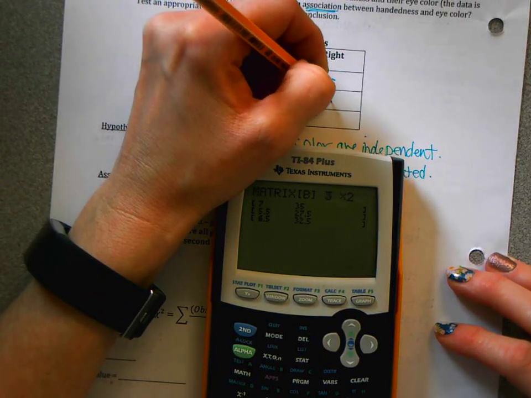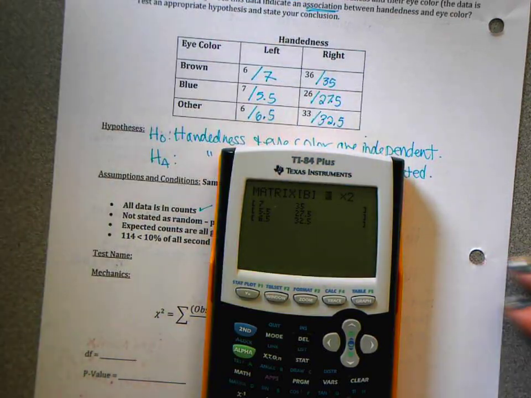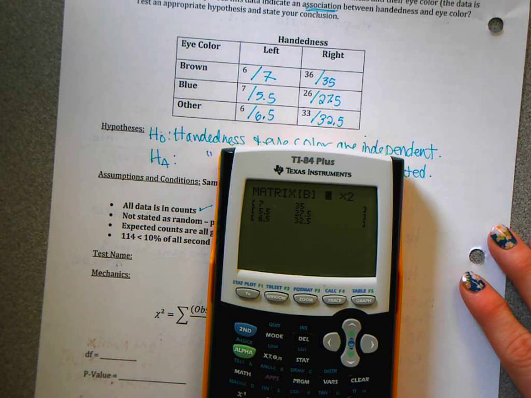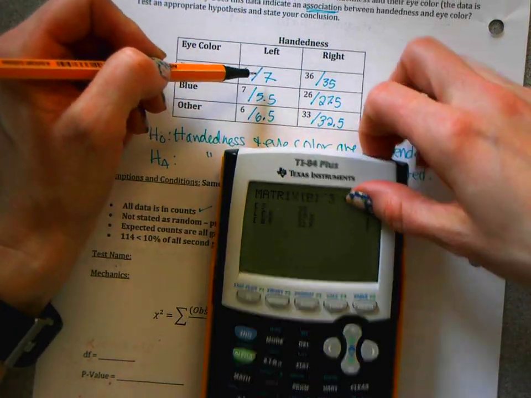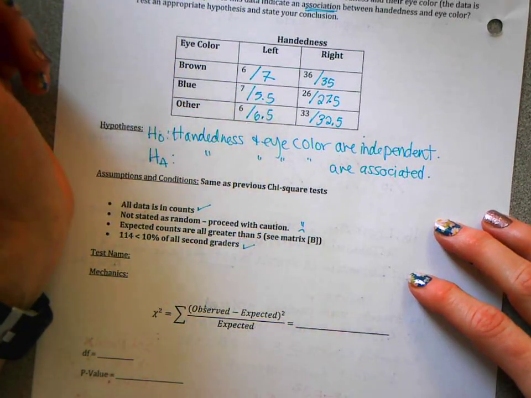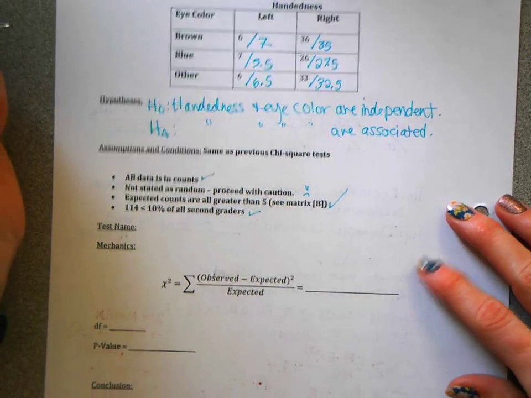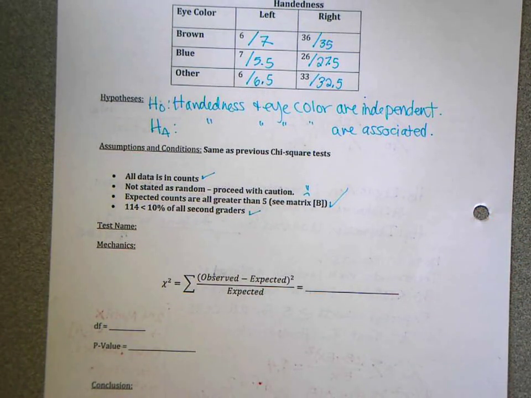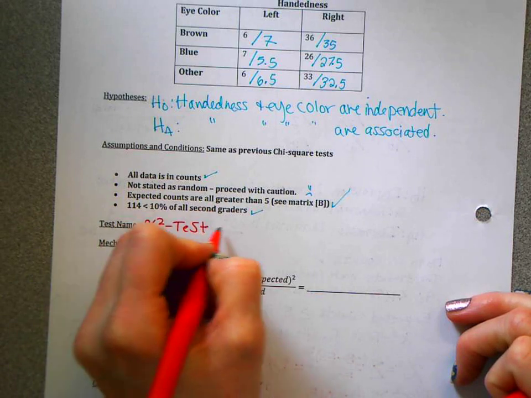Again, all they're doing is row total times column total divided by table total, but they're doing it for us, which is awesome. Just barely we made it. We needed to have 5 expected counts in every single one of our cells, and we were close on those blue left-handers, but we're good, so we can check that off of our list. All right, there's a new test name for you. The test name is the chi-squared test for independence.